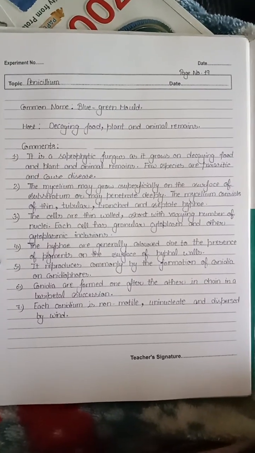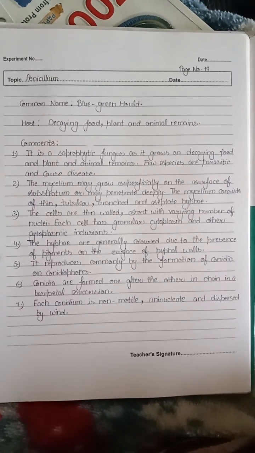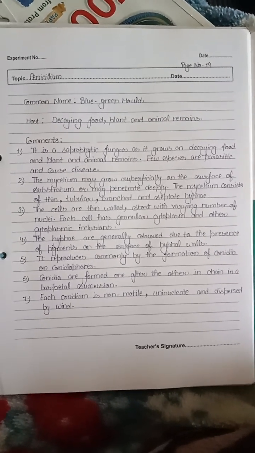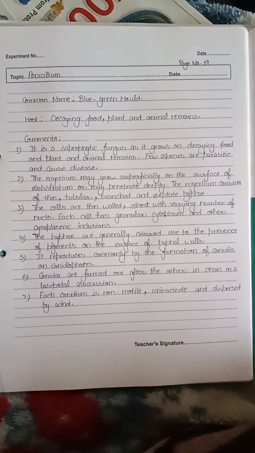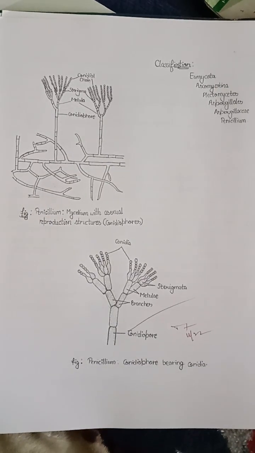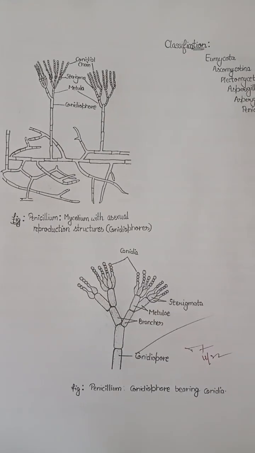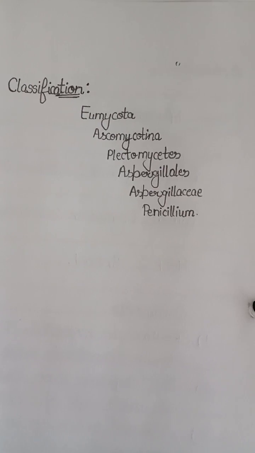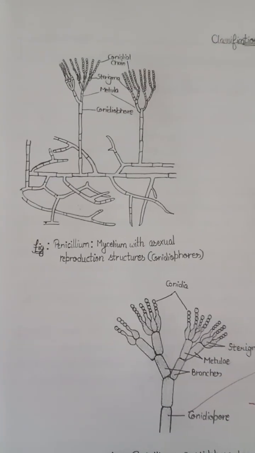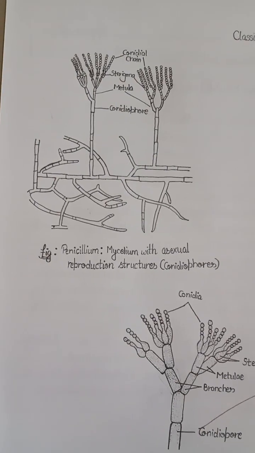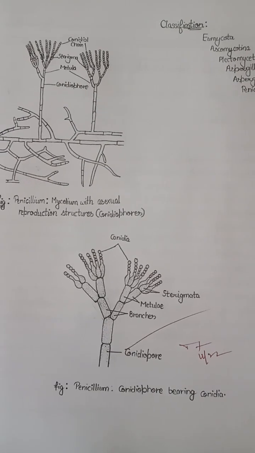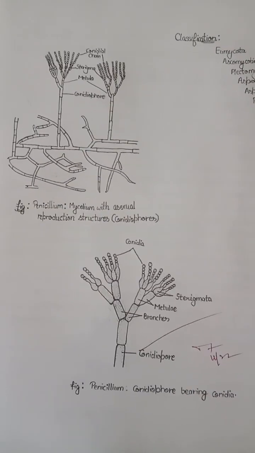Third experiment of fungi is on the topic Penicillium. Common name of Penicillium is blue-green mold. Host is decaying food, plant and animal remains, and some comments are written here. The diagrammatic view is represented here. Classification of Penicillium is Eumycota, Ascomycotina, Plectomycetes, Eurotiales, Eurotiaceae and Penicillium. Here, mycelium with asexual reproductive structure conidiophore is represented, and conidiophore bearing conidia.